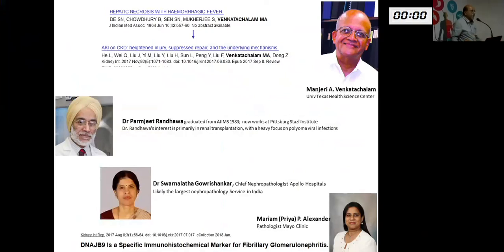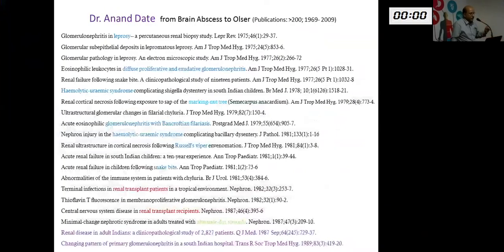Priya Alexander, one of our own. She was one of the people who described the second protein entity that I talked about in fibrillary glomerulonephritis. She works at the Mayo Clinic. Most important of all, and to whom I dedicate this talk, is Dr. Anand Date, who published about brain abscess long ago, in '69, and published till about 2009 when he finally worked in Muscat, Oman, at Qaboos University. Look, I've just given a sample of papers that he has published.